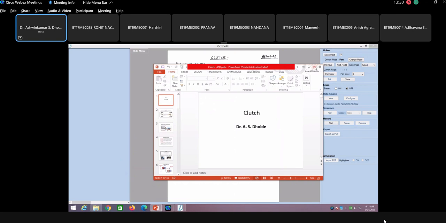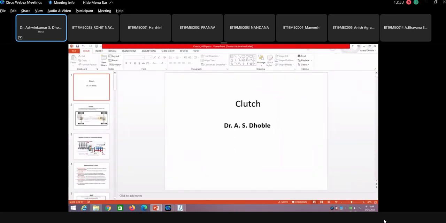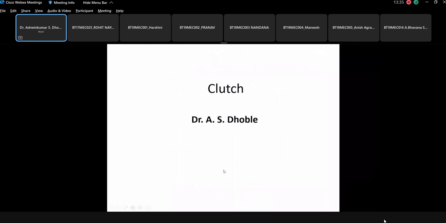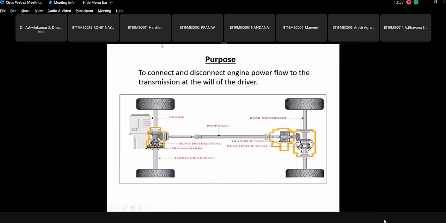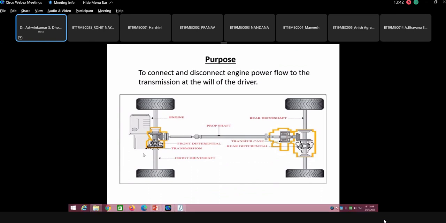Okay, so I will shift to the presentation to show the location of the clutch and other things. Here you can see the purpose of clutch is to connect and disconnect. This is the engine, and here you have the transmission shaft. The clutch connects and disconnects engine power flow to the transmission system. So that is basically the purpose.